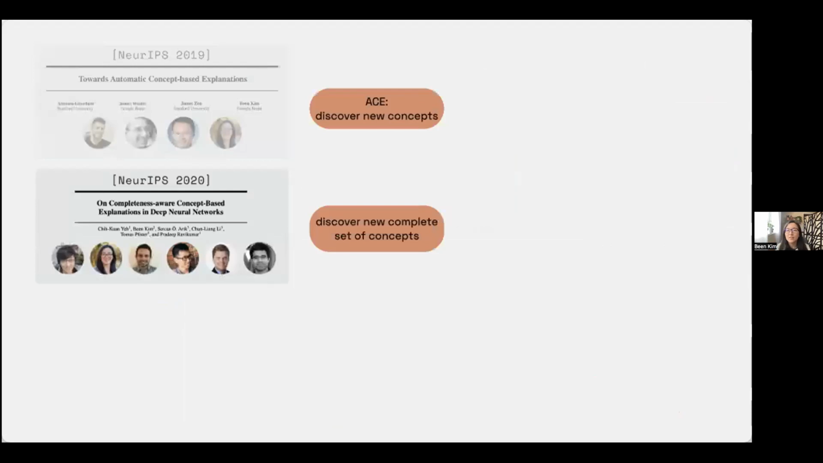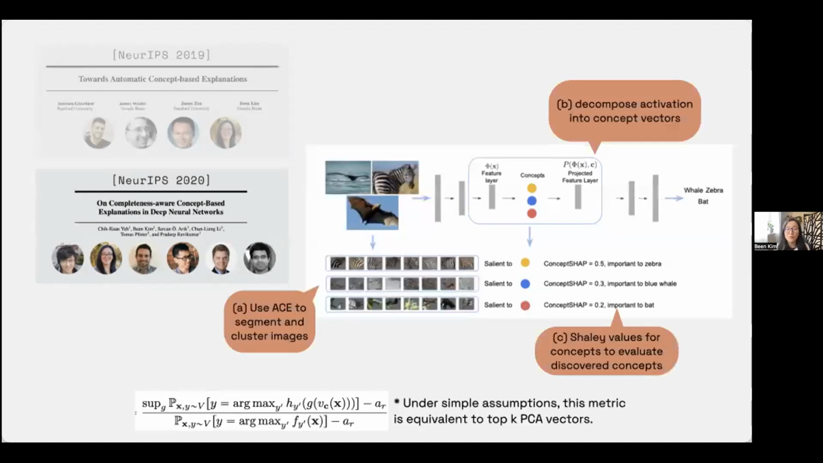In the follow-up work, we also start to think about how complete these discovered concepts are, because perhaps, and likely, not all concepts can be expressed using parts of images. The method used here is also pretty simple, but much harder to make work. We decompose the activation space using concept vectors. Then we reconstruct image embeddings only using those concept vectors, while ensuring that the reconstructed embeddings exhibit the same behavior in the later layers, including the prediction. For each discovered concept, we also define Shapley values, a pretty simple extension of the Shapley value, to estimate how much each contributes to the prediction. We also show that this completeness measure comes out to be equivalent to the top-K PCA vectors, which is nice because then you get nice theoretical properties for free.